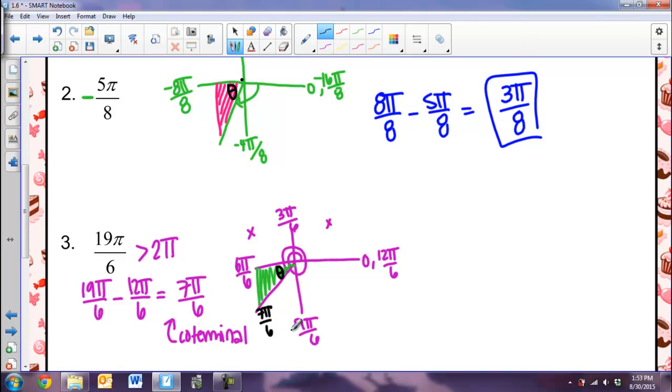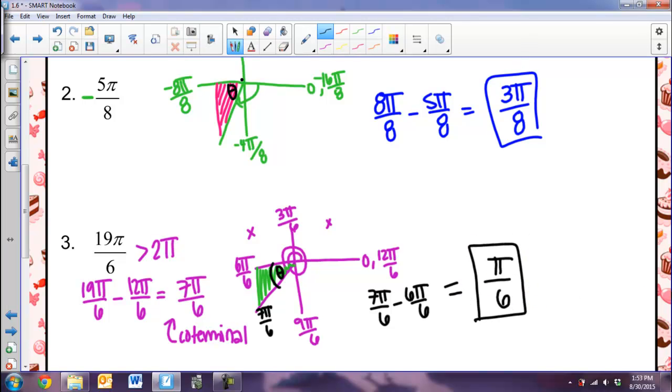Remember, this is the same thing as 7 pi over 6. So a couple things you could do here. You could say, well, I know I only went pi over 6 to get from 6 pi over 6 to 7 pi over 6. So this angle measurement right here is pi over 6. The other thing you could do is take that bigger value, the 7 pi over 6, and subtract that 180. And you would find that that is also pi over 6. So my reference angle is pi over 6.